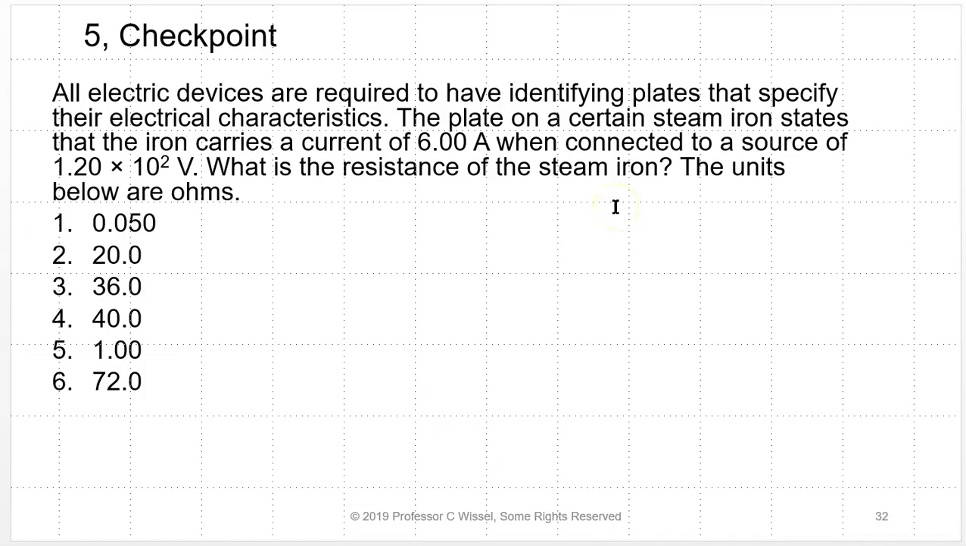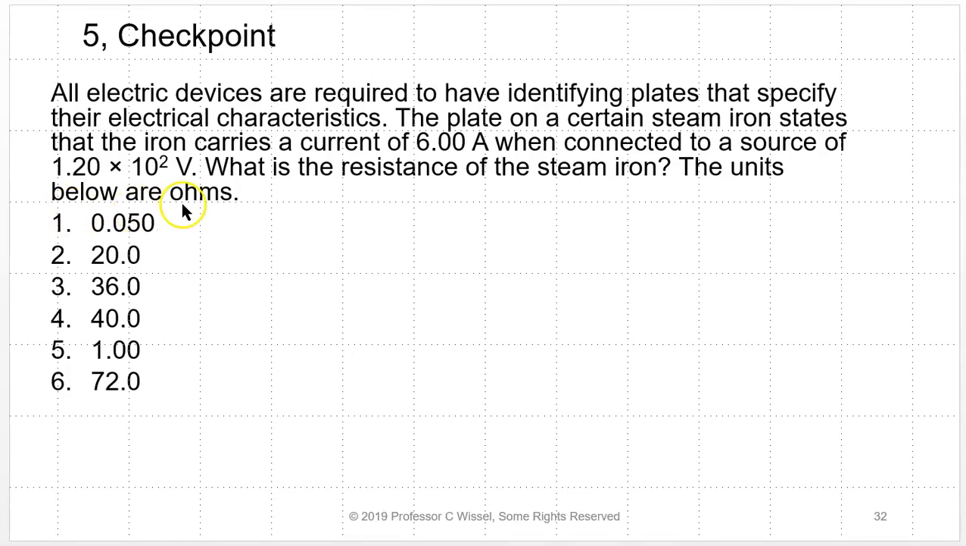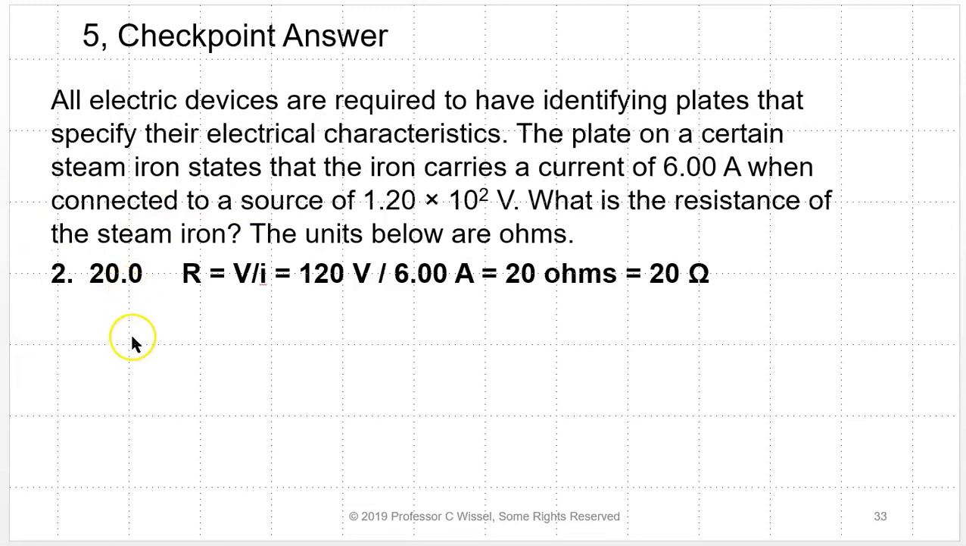All of the electric devices are required to have identifying plates that specify their electrical characteristics. The plate on a certain steam iron states that the iron carries a current of 6 amps when connected to a source of 120 volts. What is the resistance of the steam iron? The units below are all in ohms. The answer to that is 20 ohms. R equals V over I, or 120 volts divided by 6 amps equals 20 ohms.